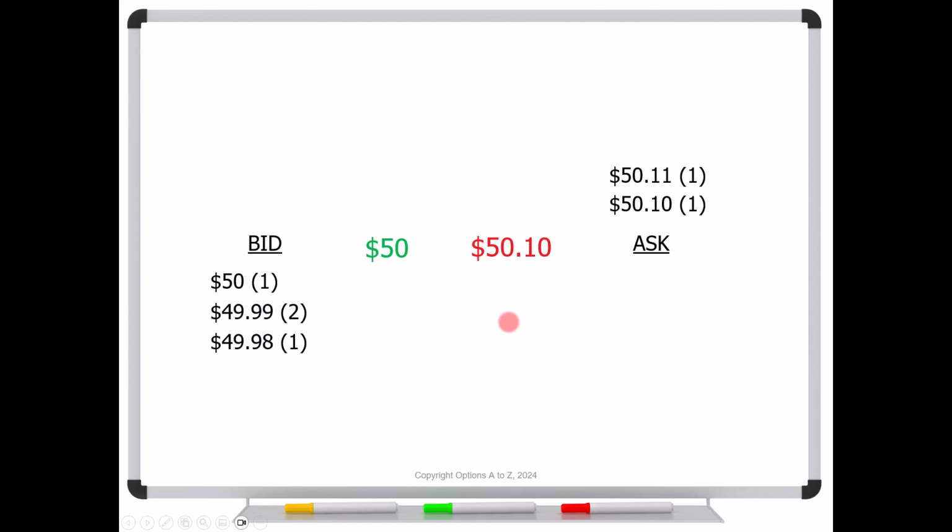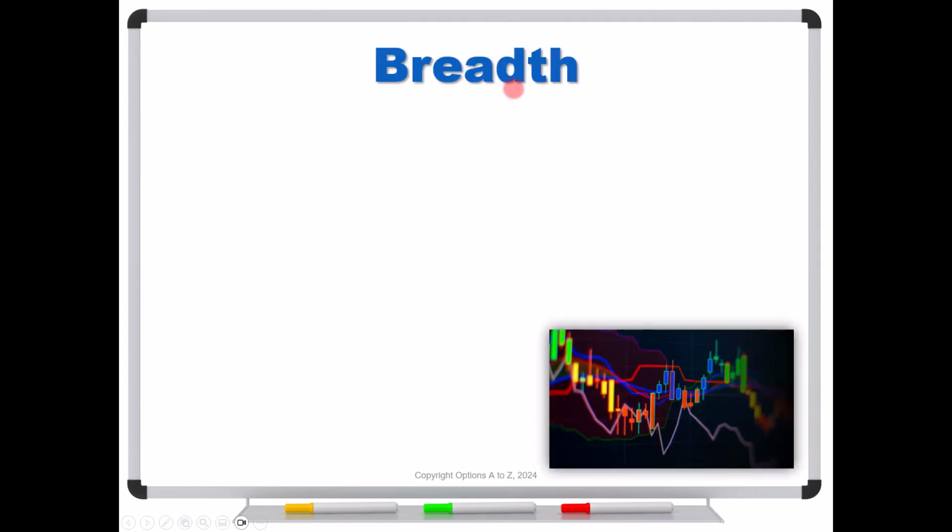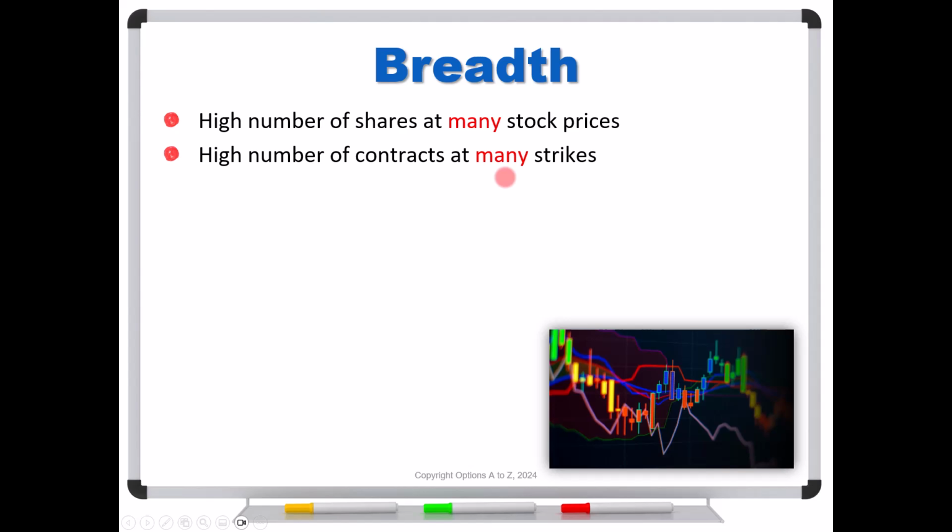Okay, now that you understand depth, let's talk about breadth. Breadth means we have a high number of shares across many stock prices. For options, we would have a high number of contracts across many strikes. Just as with depth, all else equal, more breadth is better.